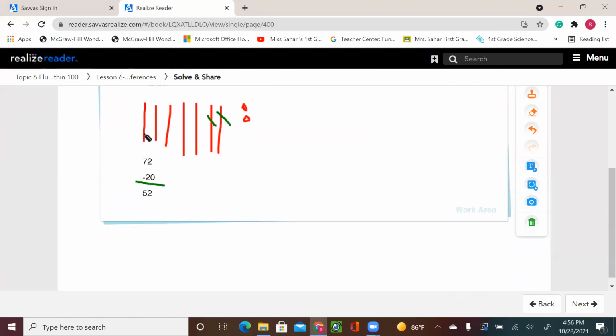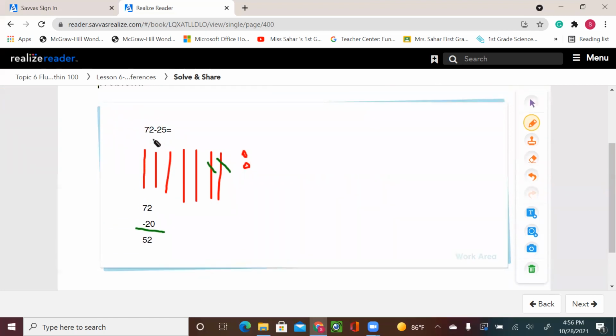So this is my 7 tens. I cross away 20, so that leaves me with 1, 2, 3, 4, 5 tens and 2 ones. So 52. That's exactly what I did, right? Now I need to take away, very good, 2.